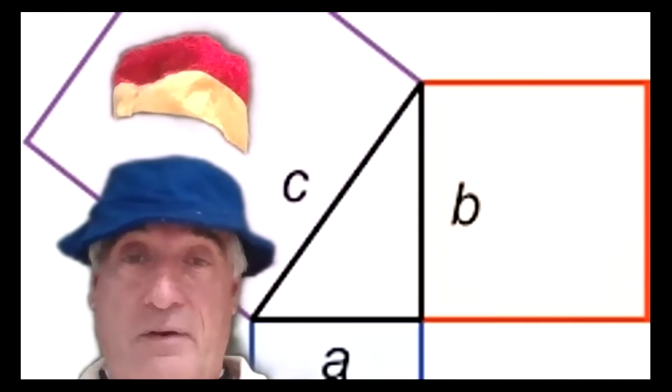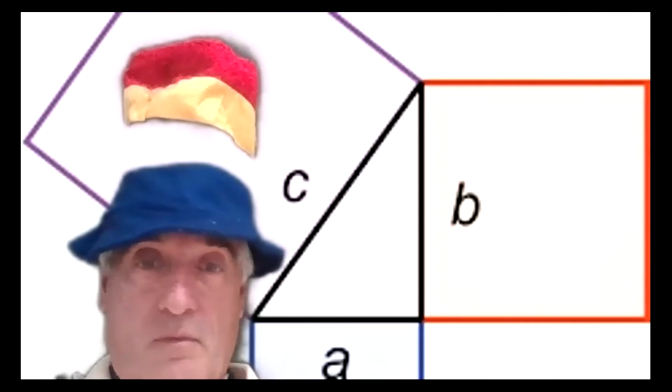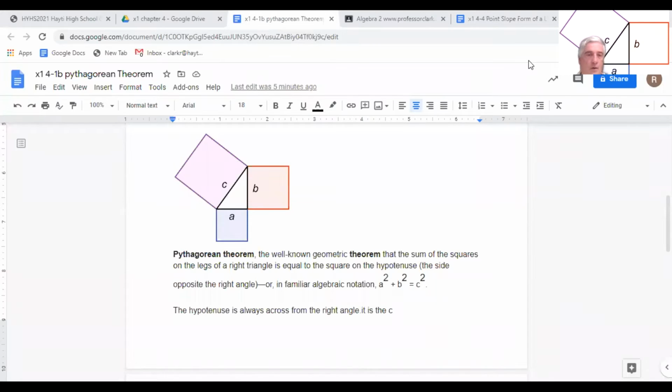Today we're going to talk about the Pythagorean Theorem. The Pythagorean Theorem is a well-known geometric theorem that the sum of the squares on the legs of the right triangle is equal to the square of the hypotenuse. In simple form, it's a squared plus b squared equals c squared, where c is the longest side of the right triangle. It's the hypotenuse. It's across from the right side.